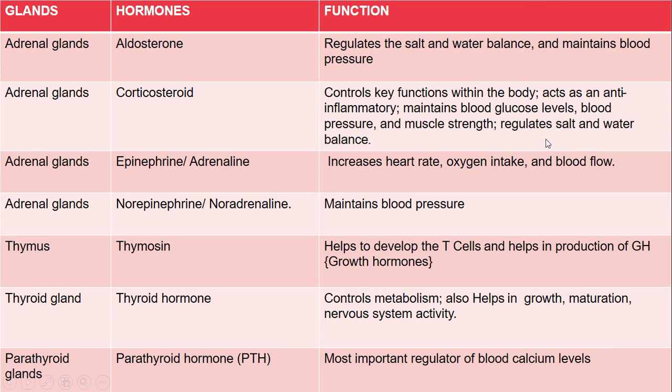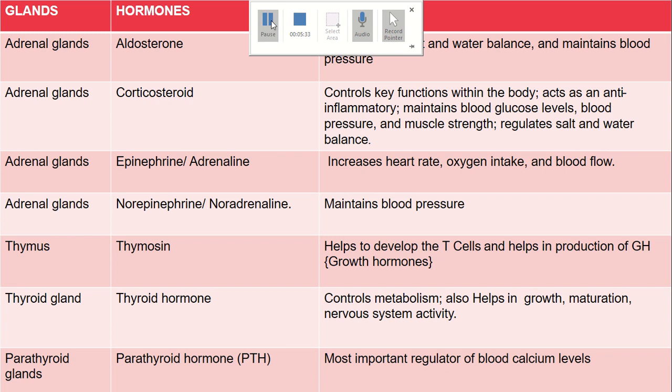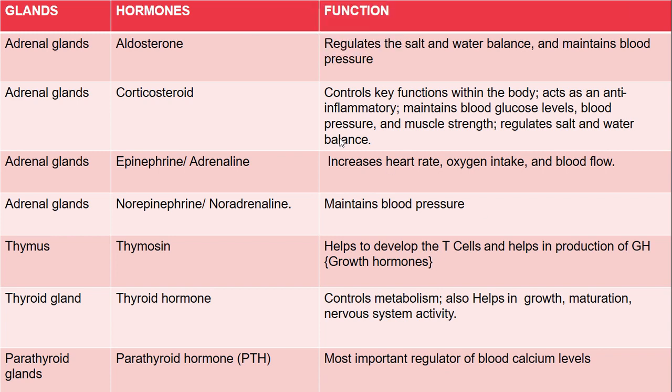That is one. And it maintains the blood glucose level, the blood pressure and the muscle strength, and regulates the salt and the water balance. So these are the things which are maintained by these hormones, corticosteroids. And from the adrenal gland, another one is epinephrine or adrenaline. It increases the heart rate, oxygen intake and blood flow.